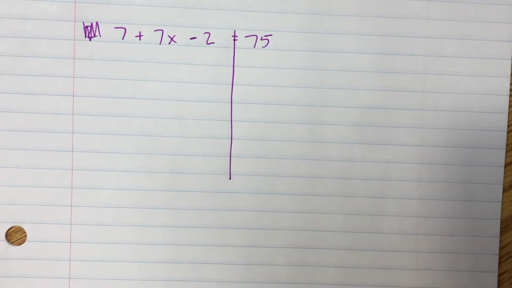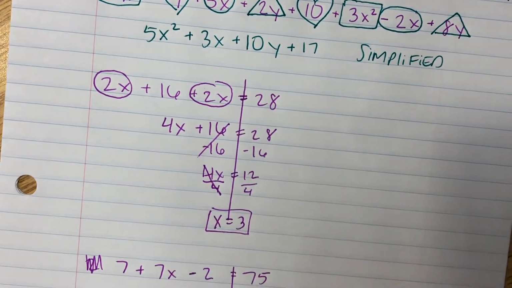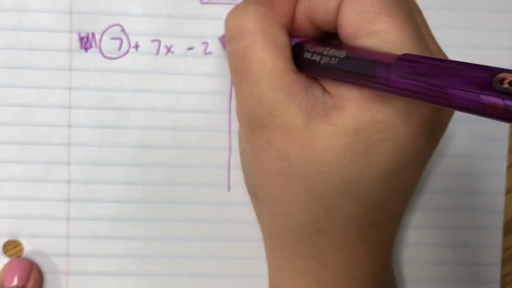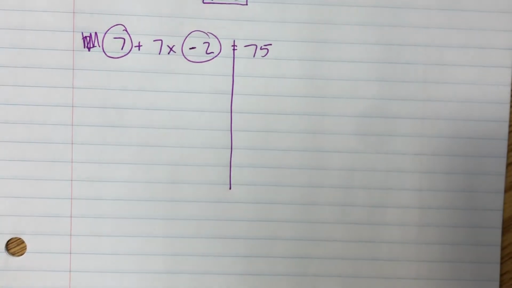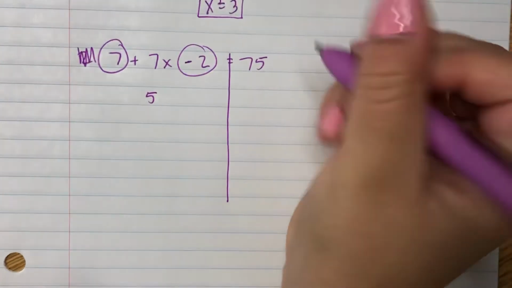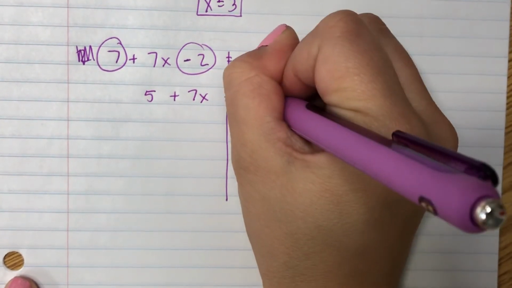Sorry, didn't realize I needed to move up. This time my like terms don't have the x's, but I do have like terms that are numbers. See that? So this number and this number can go together. That is a 7 minus 2. 7 minus 2 is 5. So then I have 5 plus 7x equals 75.